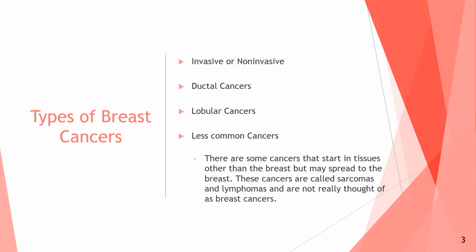There are some cancers that start in tissues other than the breast, but may spread to the breast. These cancers are called sarcomas and lymphomas and are not really thought of as breast cancers.